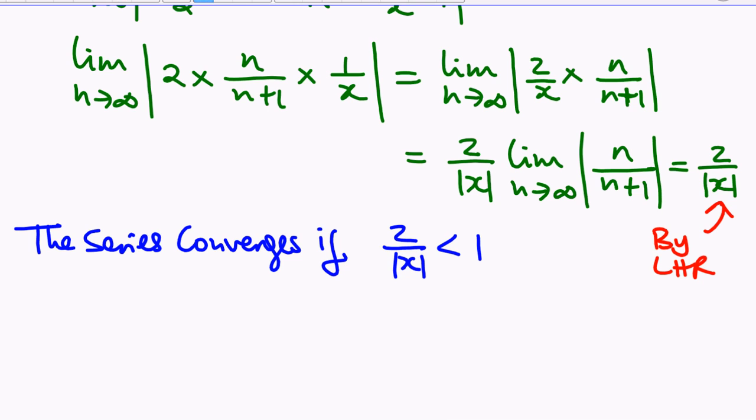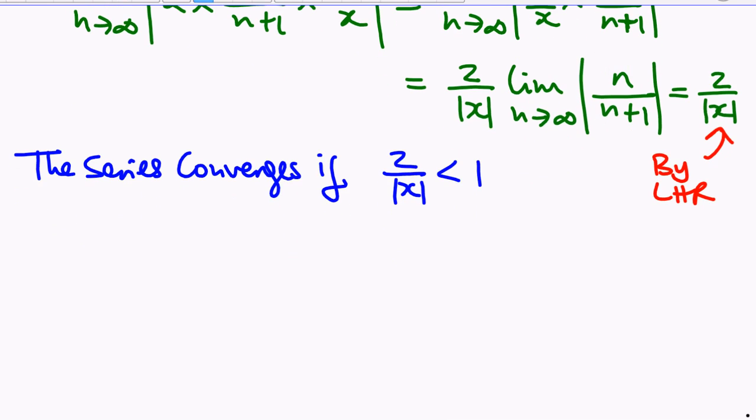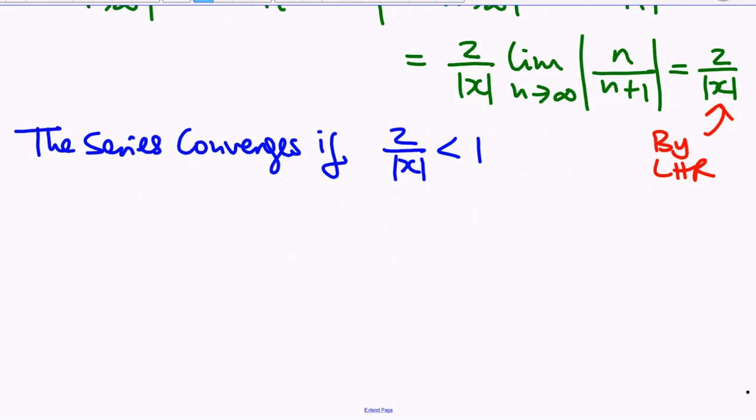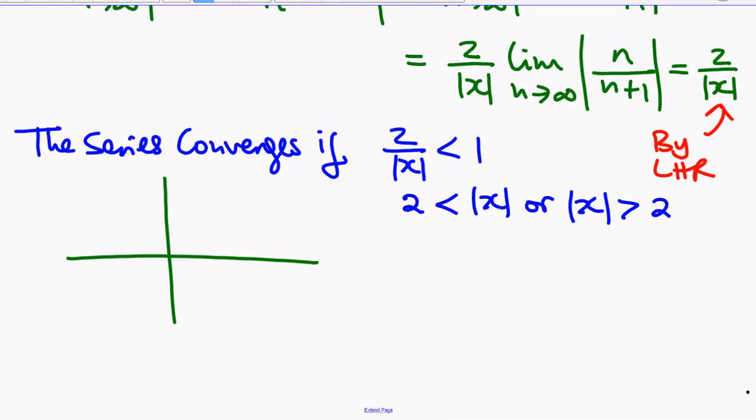So what I'm going to do is try and find what values of x will make this series converge. So we can simplify this. Remember, the absolute value of x is positive, so you can just multiply by it. So we'll end up with 2 is less than the absolute value of x, or the absolute value of x is greater than 2. What that means is, you know, the absolute value function. Suppose it's this one here.